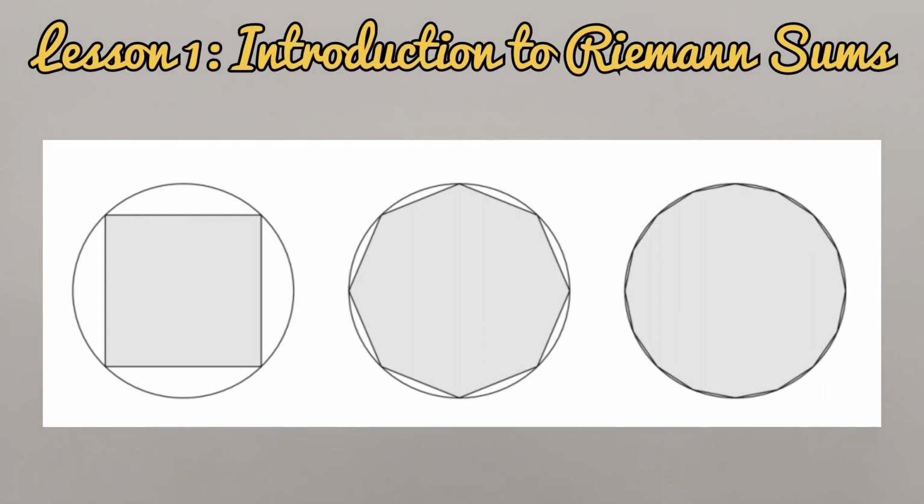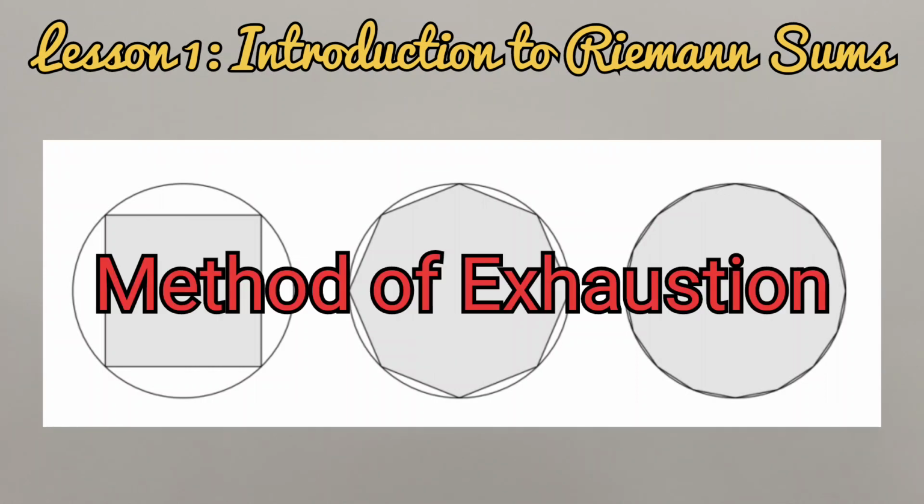In this diagram, a 4-sided polygon is inscribed in the first circle. For the second circle, an octagon or 8-sided polygon is inscribed, and a 16-sided polygon for the third. As the number of sides increases, the error of approximating the area gets smaller and smaller. This is called the method of exhaustion, which is attributed to the ancient Greek mathematician Antiphon of Athens.